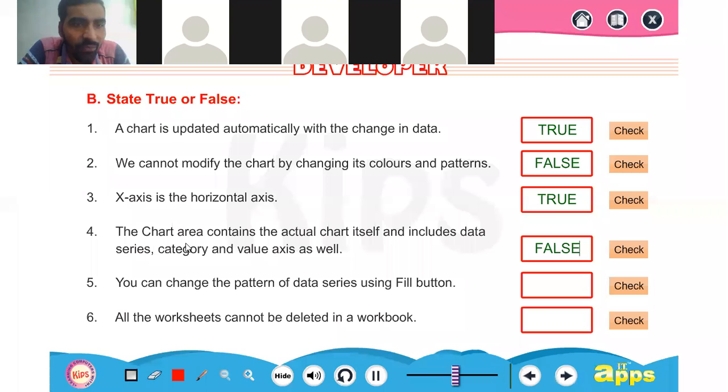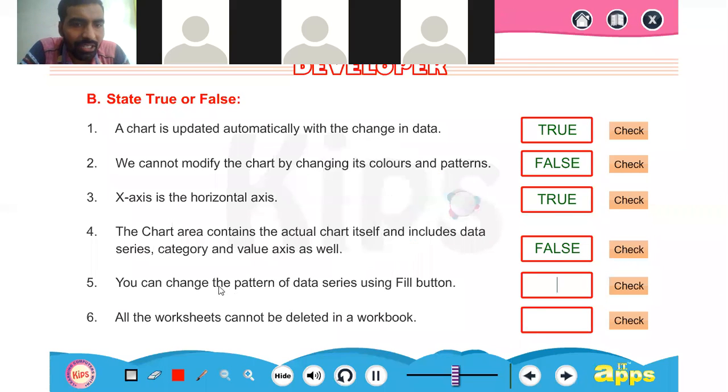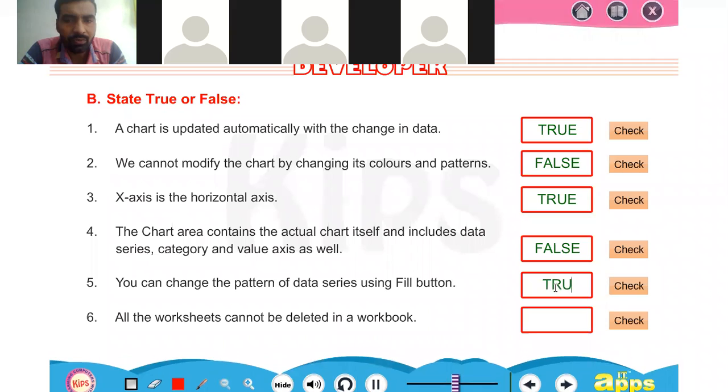It is the definition of plot area, not the chart area. Plot area contains the actual chart itself, not chart area. It is false. Next, you can change the pattern of data series using the fill button. It's true.